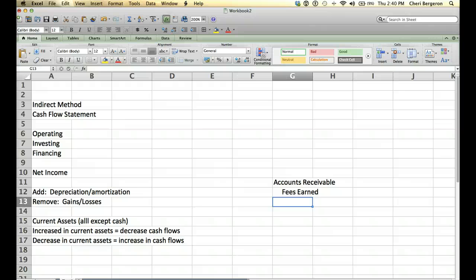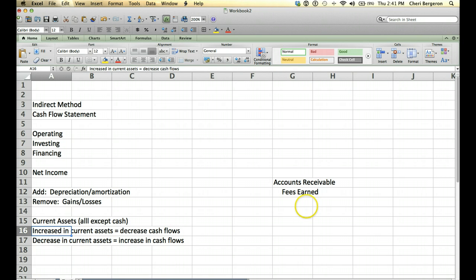Okay, but did we get the cash? No. So to reconcile the net income that was increased by this to show that we did not get the cash, we would need to decrease it by the change in accounts receivable. It will work the same for all of the current assets.